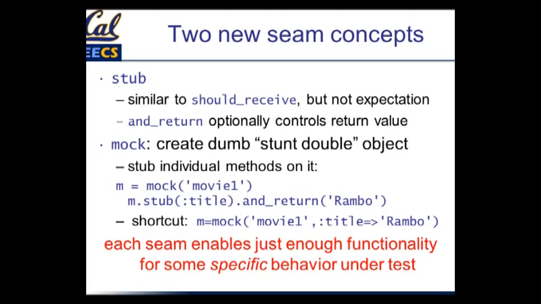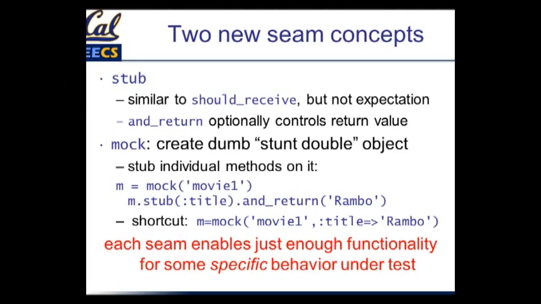And we also saw mock, which is a way to create a stunt double object. What we didn't do in this example, but is developed in some of the book examples, is we can make them be a little bit less dumb. For example, we could take a mock movie object, and we could stub the title method on movie so that if I called m.title on this, I would actually get back Rambo. But remember, it's not really a movie, right? It's just being told, hey, if somebody asks you for title, just say this line, right?